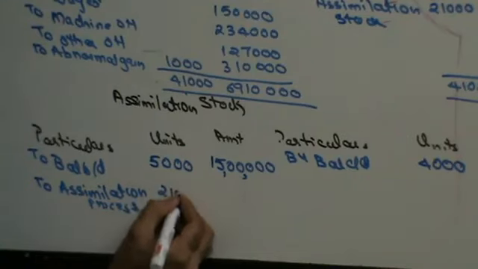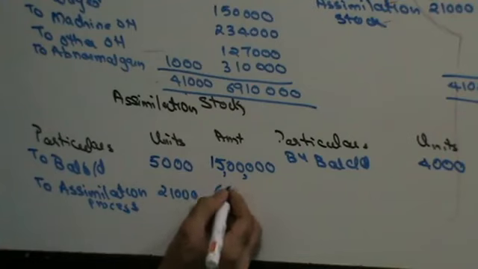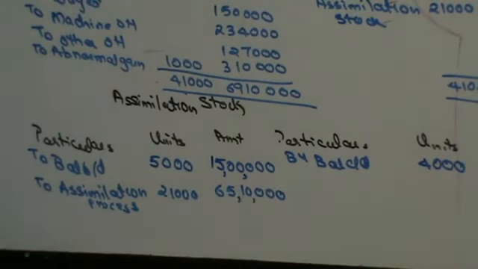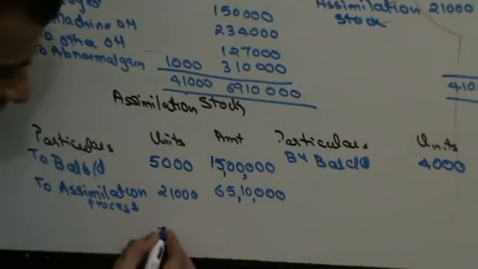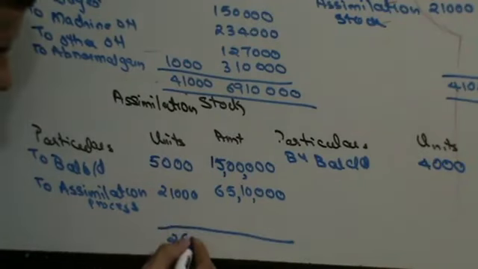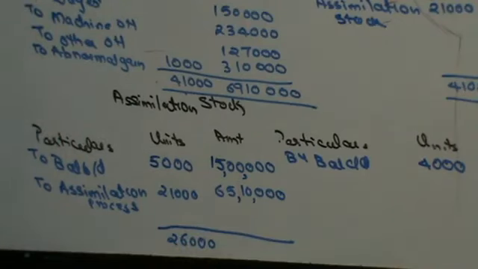Assimilation process is 21,000 units and 65 lakh 10,000. Fine, do we get this in here? Now, when you are tallying the last account, what you have to do is first tally only the units. So 21,000 plus 5, 26,000, right?